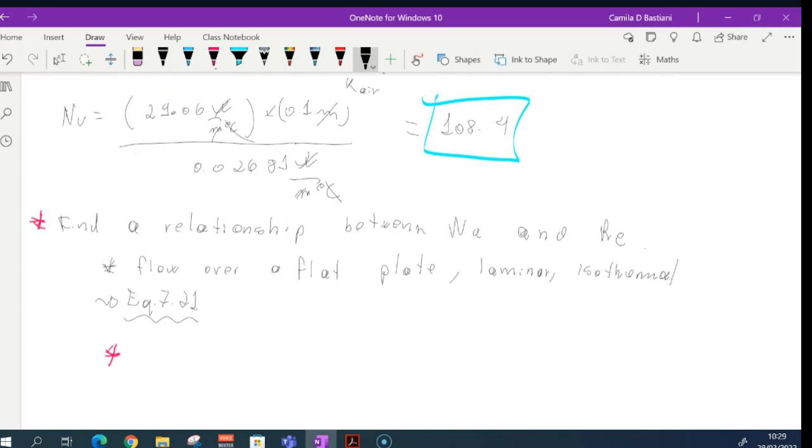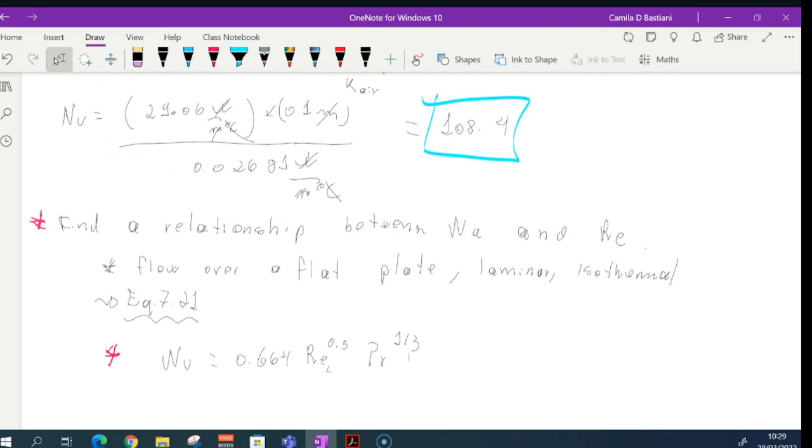In this case, our relationship is Nusselt number equal to 0.664 multiplied by my Reynolds number for a length. That is because my plate is a flat plate, so my Reynolds number is a function of length, with the exponent 0.5, and Prandtl number to the 1/3. So each type of flow may require a different relationship between your Nusselt number and your Reynolds number.